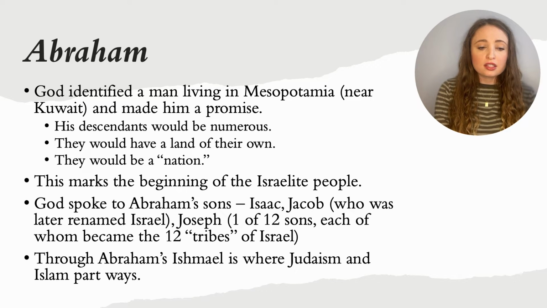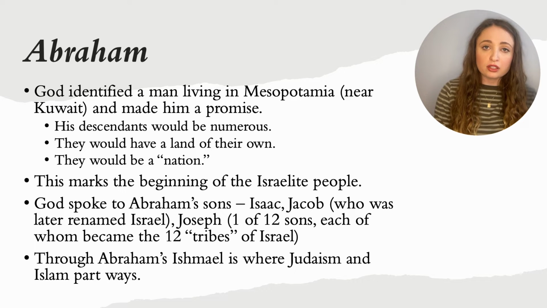And through this marks the beginning of the Israelite people. So Israel is the descendant of Abraham. So God spoke to Abraham's sons, Isaac, Jacob, who was later renamed Israel, and Joseph. And then we also have that Abraham's son Ishmael is where Judaism and Islam part ways. And so not only is Abraham a major character, but also his family line. He's kind of the starting point for all of this.